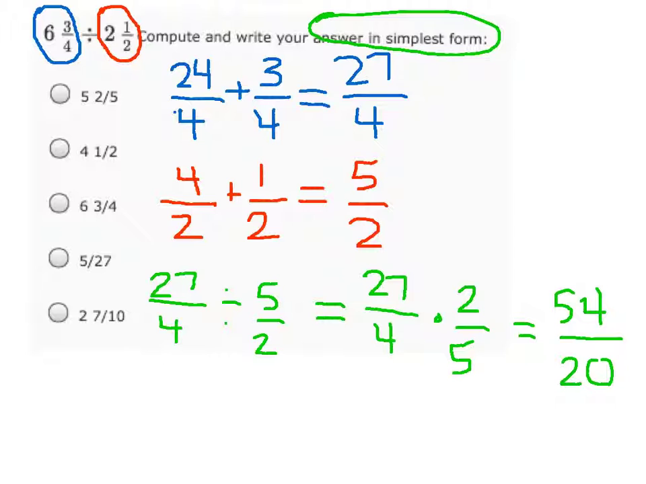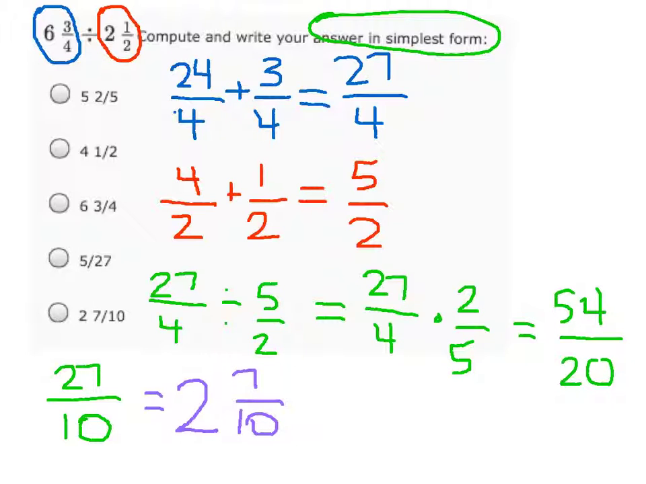So when simplified, we have 27/10. Now, this still is not in its simplest form because it is an improper fraction, so we want to put it back into a mixed number. So 10 goes into 27 2 times, so we have 2 as our whole number, and then there would be 7/10 left over. So our final answer is E, 2 7/10.